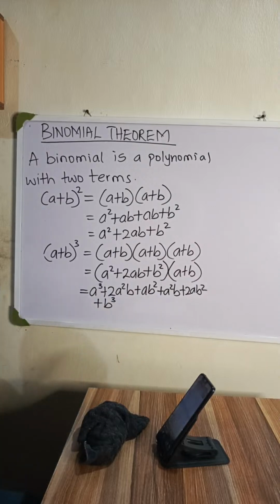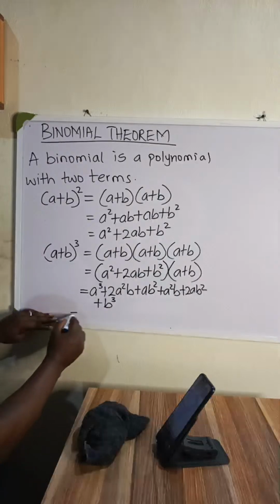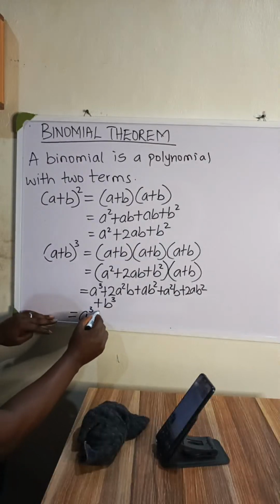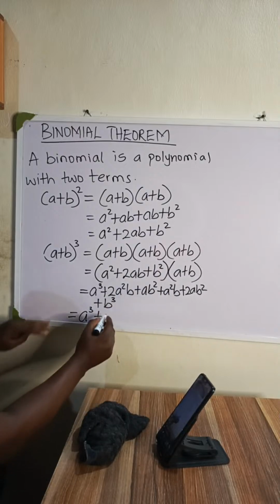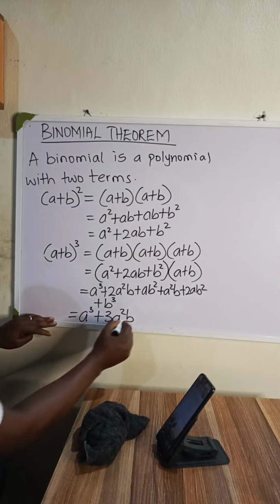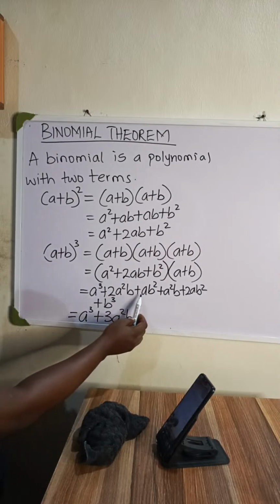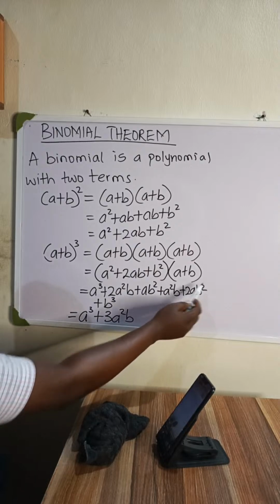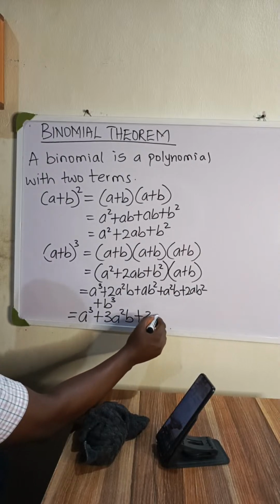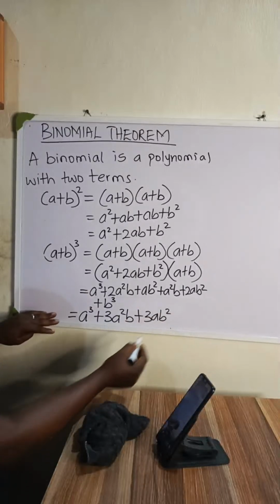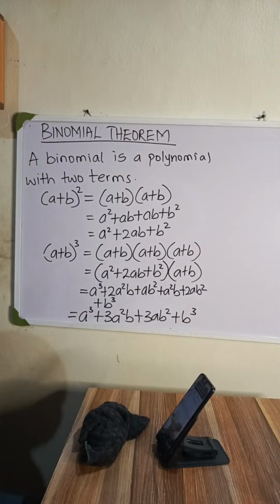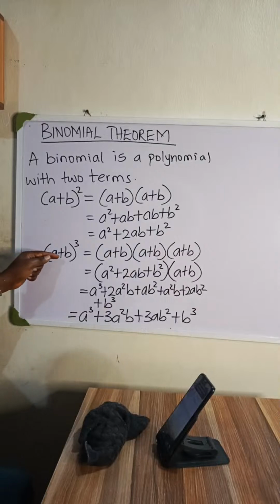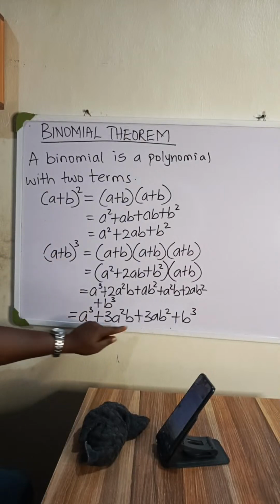But let's bring like terms together. So if we bring like terms together, we have a cubed plus, we have 2a squared b, we have a squared b. This will give us 3a squared b. We have ab squared, we have 2ab squared. This will also give us 3ab squared. And then we'll have plus b cubed, right? So what we have done is we have expanded this to become this.